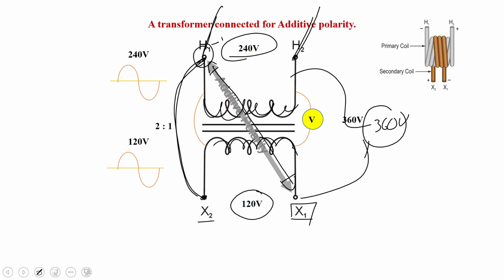So we're looking at a 2-to-1 transformer here. 240 volts applied to the primary induces 120 on the secondary. We jumper H1 to its adjacent terminal, put a voltmeter from H2 to its adjacent terminal. If the voltages add together to get 360, I've got an additive transformer, so I must label them this way.